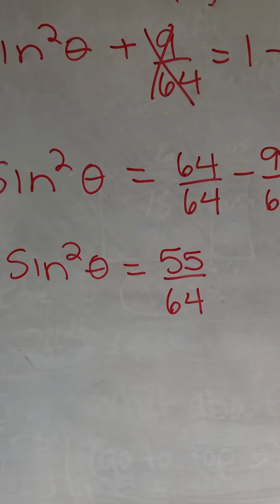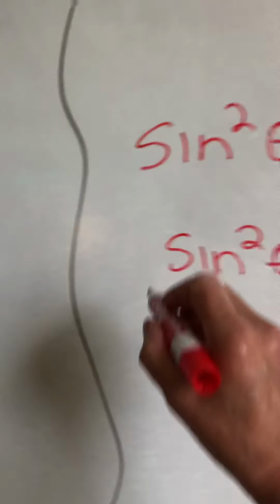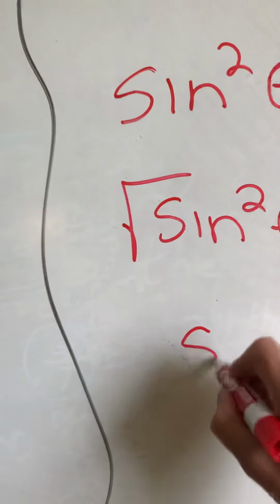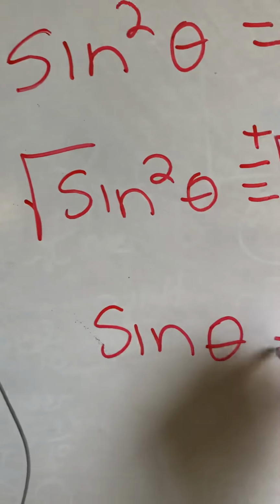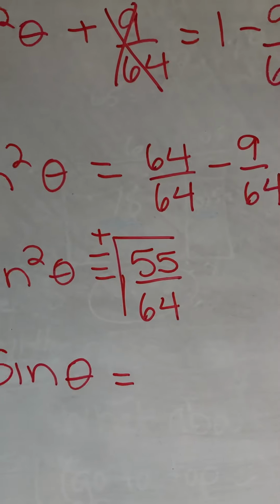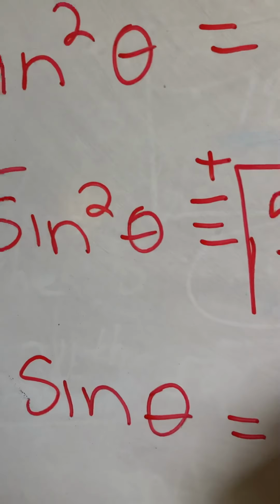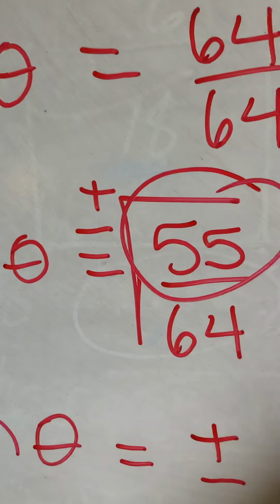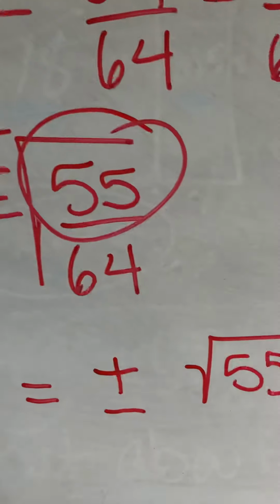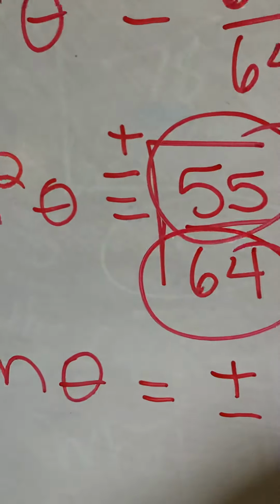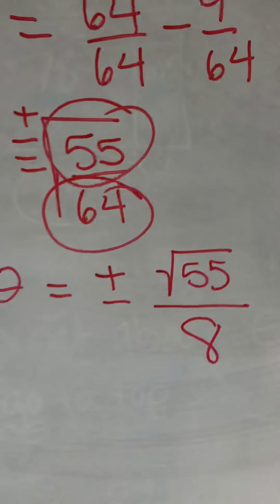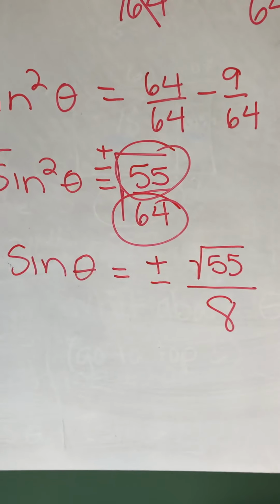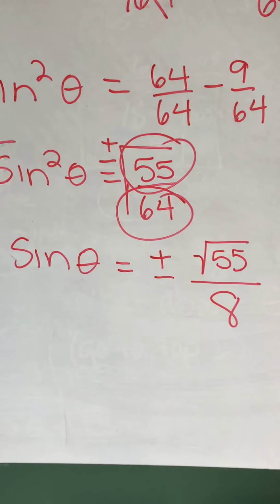Then what they asked us to do is for sine. So we have to take the square root, and we won't forget our positive or negative on the front. Now the square root of 55 is not perfect, so I'm just going to keep it. The square root of 64 I can do, that is an 8. Now all I have to do is decide if sine is positive or negative. It can't be both. Let's take a look.